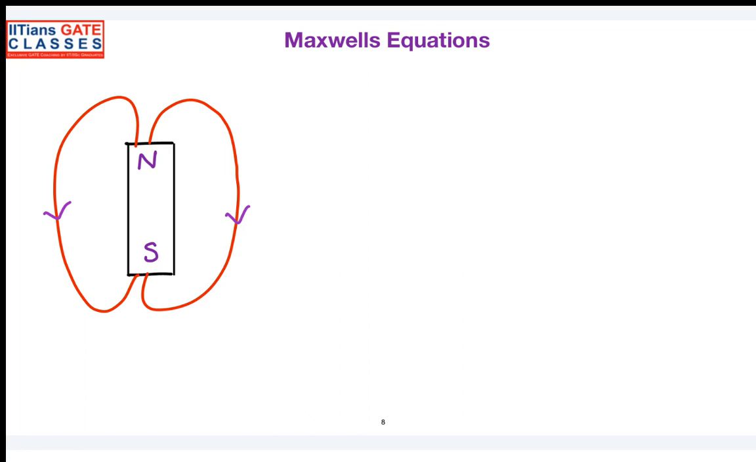So next we will discuss the Maxwell's equations. We have seen two Maxwell's equations for static electric fields, and now we will see the same kind of Maxwell's equations for magnetic fields. We'll see the Maxwell's equations for the static magnetic fields part. We will try to simplify it as much as possible.